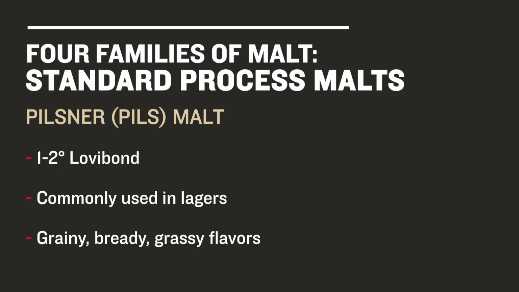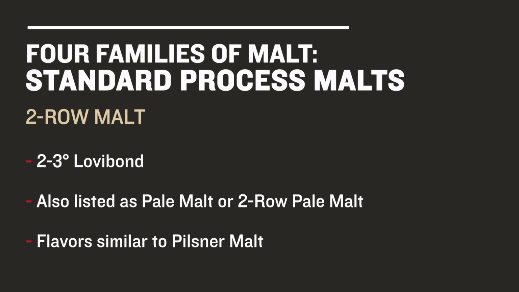Pilsner malt is the lightest in color of the family, usually 1 to 2 degrees Lovibond. It's commonly used in lagers and tends to have grainy, bready, or even grassy flavors. Pale malt, or two-row, is the next step up at 2 to 3 degrees Lovibond. Pale, two-row, and two-row pale all refer to the same thing. It is confusing, especially since all of those are made from two-row barley.